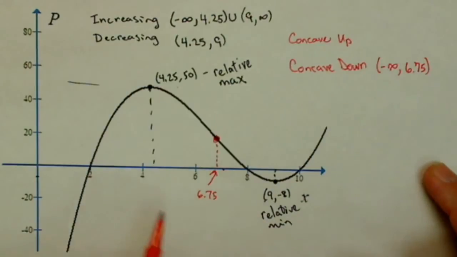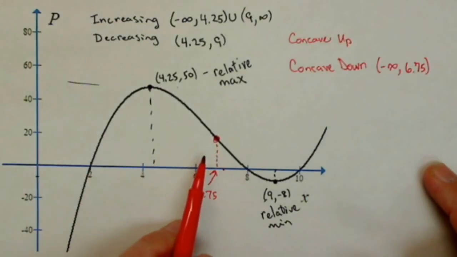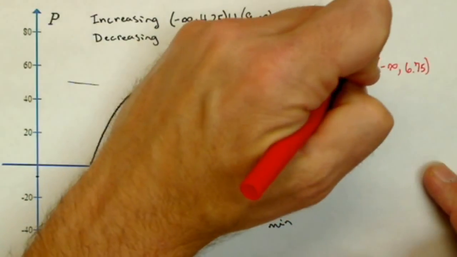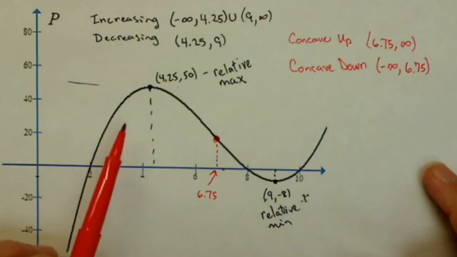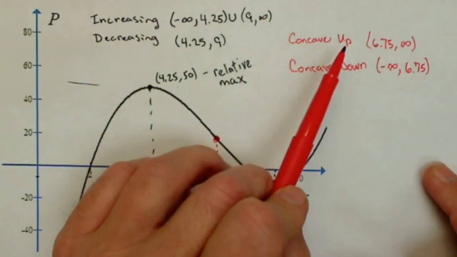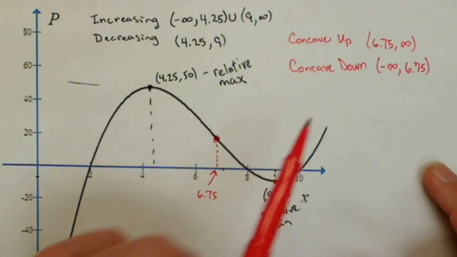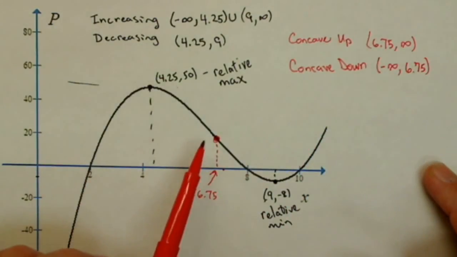This is an interval, so I only pay attention to the x values. It's going to be concave up from 6.75 to infinity. This is important because when a function is concave up, it means we have an increasing rate of change. When it's concave down, it means we have a decreasing rate of change.